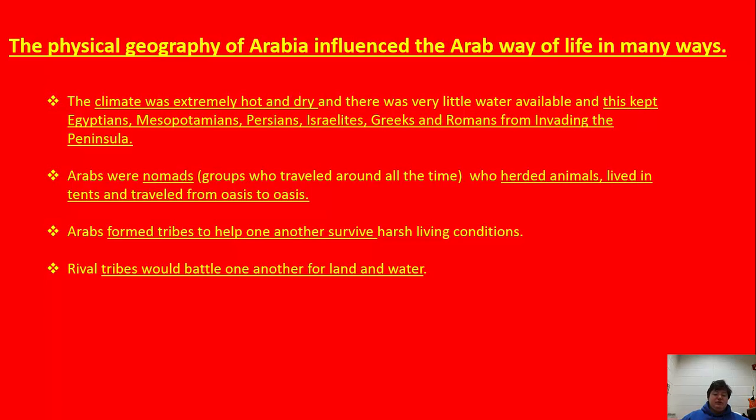Okay, fourth flap. Rival tribes would battle one another for land and water. So we're on the fourth flap here, down at the bottom. So you need to write down the underlined part again, that one tribe would fight with another tribe in order to get a certain piece of land or a certain watering hole. Kind of like if you think about gangs today. They fight over territories or land. They fight over places to hang out. This was very, very similar to the way they did it in ancient times in Arabia.